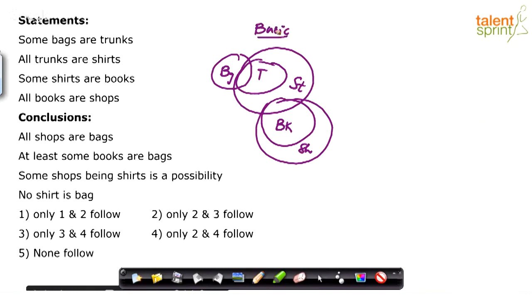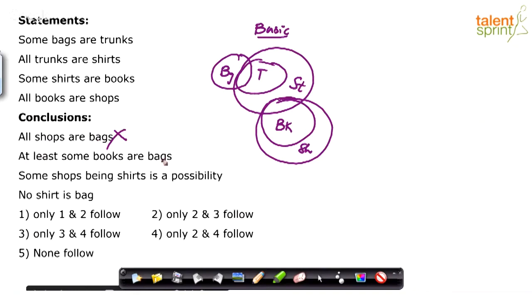So in the basic diagram, what do you see? The first conclusion, all shops are bags. In the basic diagram, shops and bags do not overlap at all, right? So all shops are bags is clearly a wrong conclusion.